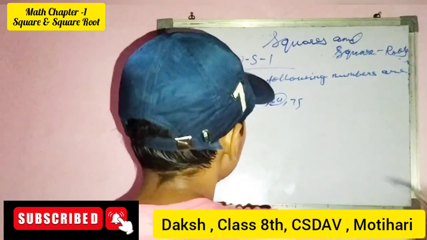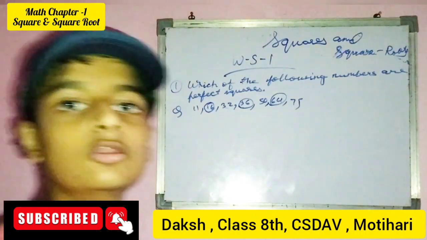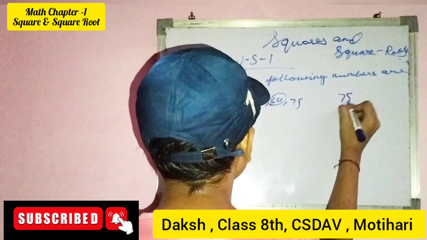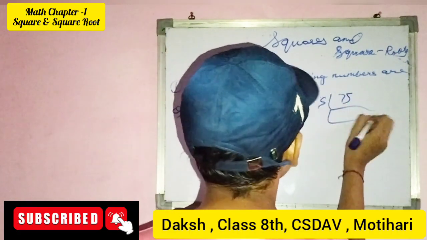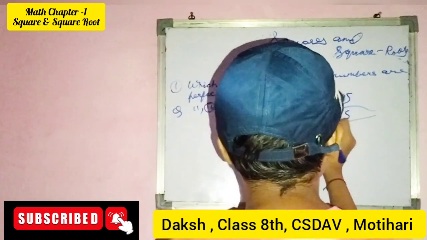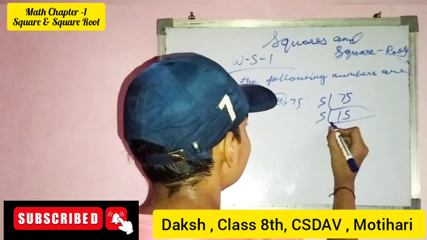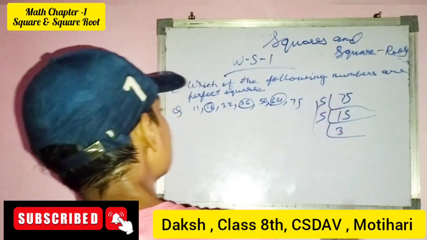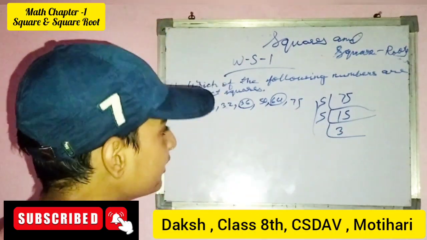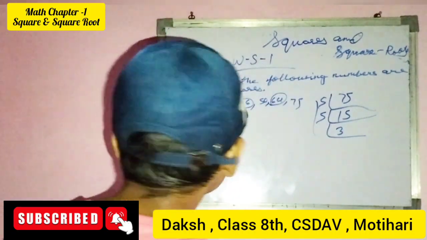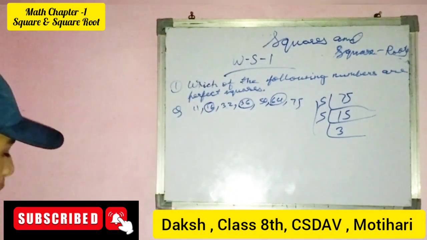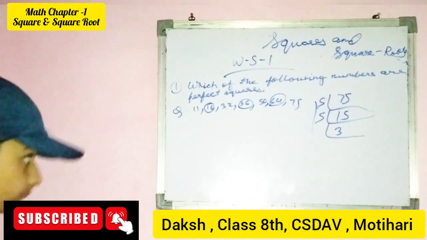Now we need to check whether 75 is a perfect square or it is not. So we need to prime factorize 75. 5, 15, 5, 3, and 3 remains alone. And 75 also doesn't occur in pairs. That 5 and 5 come in pair, but 3 remains alone. So our first question is solved. Now we move on to the next question.